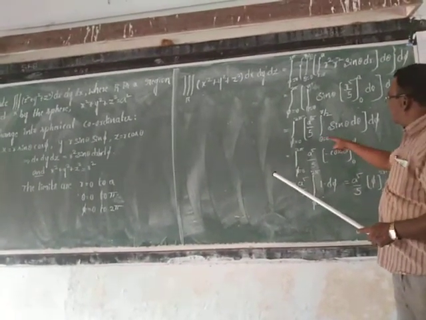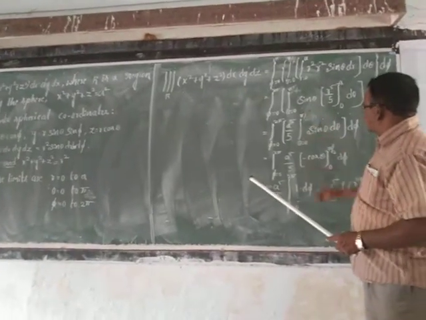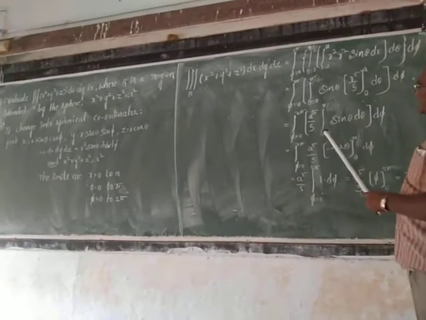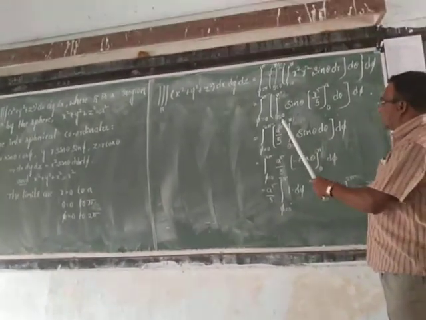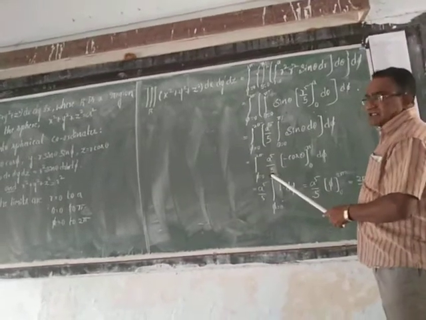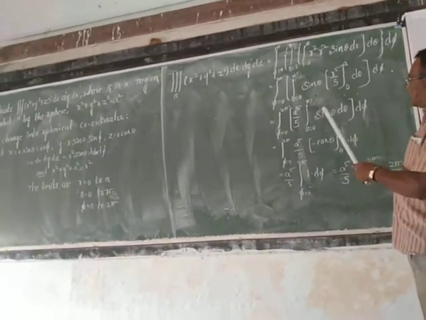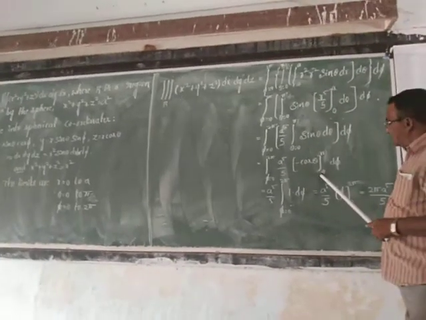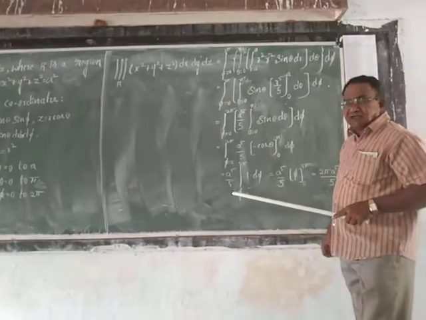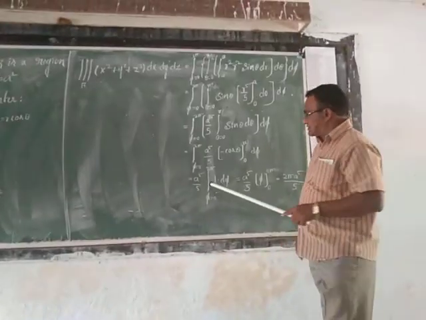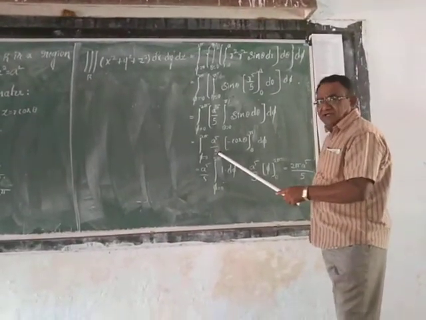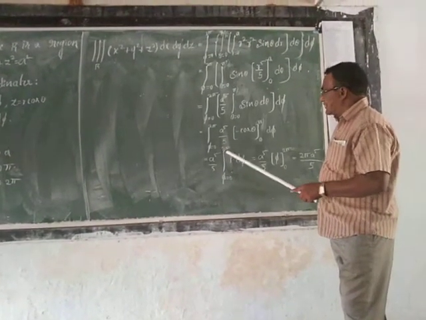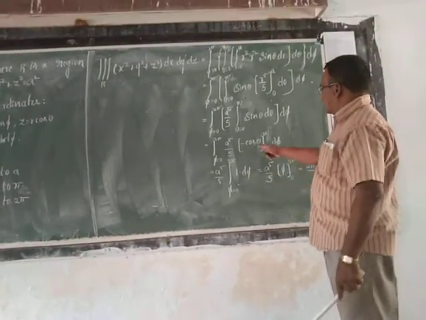And theta from 0 to pi, right? Theta from 0 to pi. So here a to the power 5 by 5 is a constant. It can be written outside the integration. Integration of sin theta with respect to theta is minus cos theta, and the limits are from 0 to pi, into d phi. Write it as it is. Of course, a to the power 5 by 5 is a constant. Take it outside. Integral from phi equal to 0 to 2 pi of this minus cos theta.